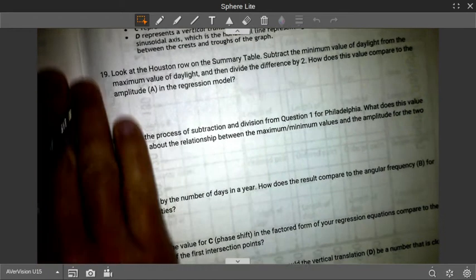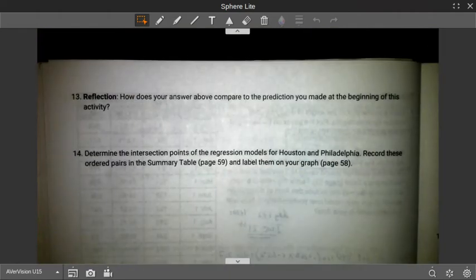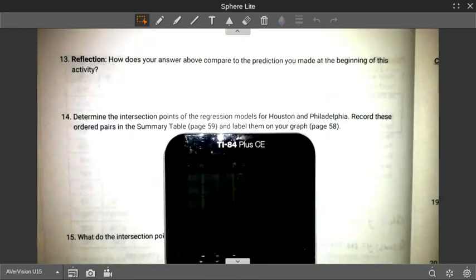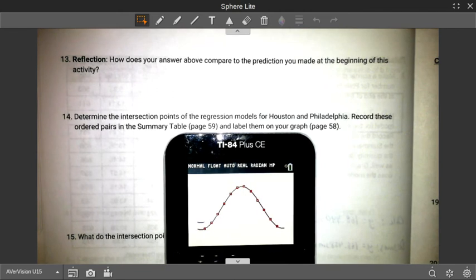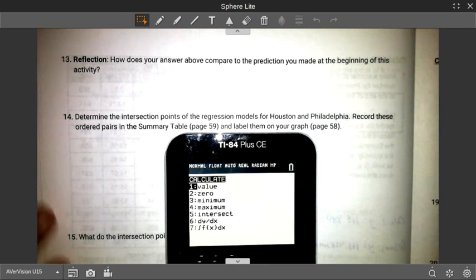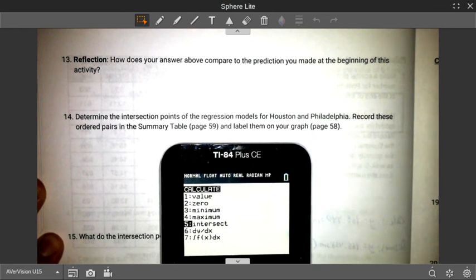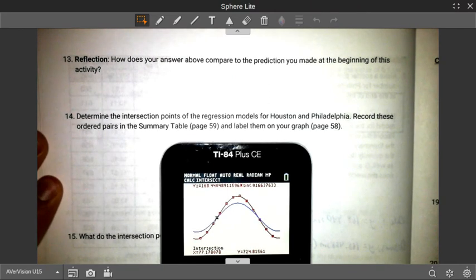Next, we want to look at the intersection points. So moving on to page 56. We have the intersection points. So I'm going to show you on my calculator. I have both. Philly's already drawn, and Houston's being drawn there in the blue. So we can see that twice a year they have the same length of daylight. So we're going to go find that by hitting second trace 5, and I'm just going to hit enter, enter, enter, and it'll go find one of the two intersection points.